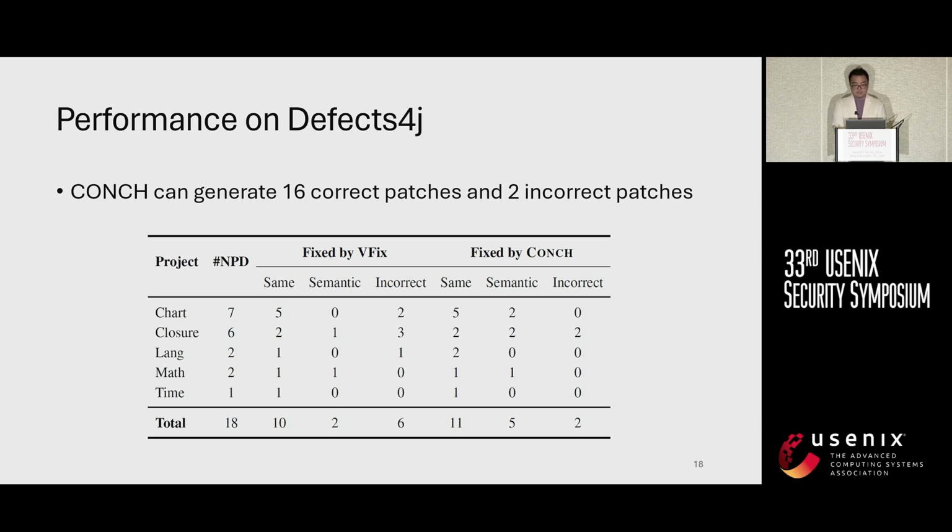For the second dataset, CONCH generates 16 correct patches and 2 incorrect patches, outperforming the SOTA approaches. And the reason for the 2 incorrect patches is also due to the specific macros that are not in context.